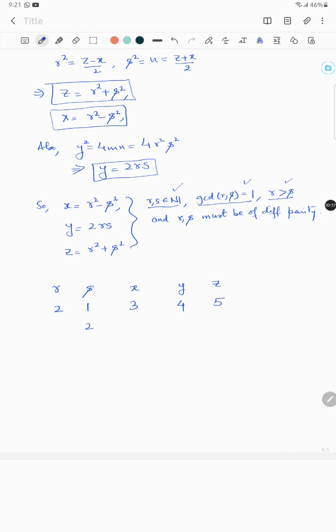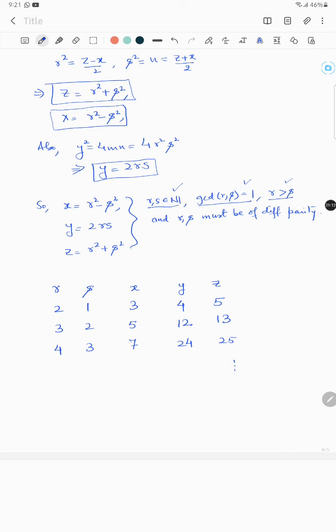If you take S equal to 2, R equal to 3, then X will be 3 square minus 2 square, which is 5, Y is 2 times 3 times 2, which is 12, and Z is 9 plus 4, which is 13. If you take 3 and 4, this will become 16 minus 9, which is 7, then 24, then 25, and so on. You can take any such R and S with these conditions, and you will get a Pythagorean triplet.